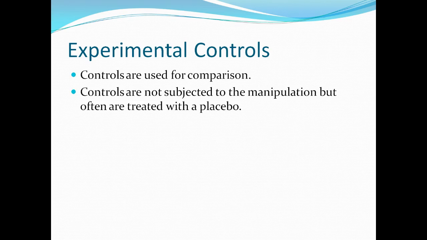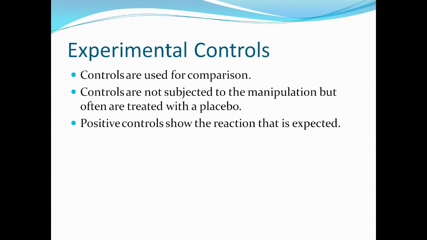Experimental controls may be used for comparison. Controls are not subjected to the manipulation, but they are often treated with a placebo. This is common in clinical trials, for example, when one group is given a pill and the other group, the control group, has to have something to take as well. We call it a placebo or a sugar pill. Positive controls show the reaction that is expected, whereas negative controls show no results. It's a real problem if your negative control shows some type of a result, and if that happens, then you have to discard your experiment.